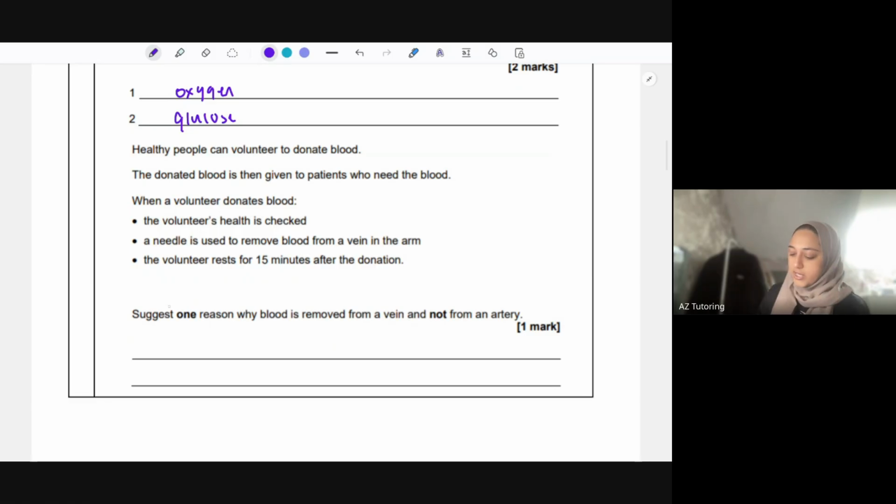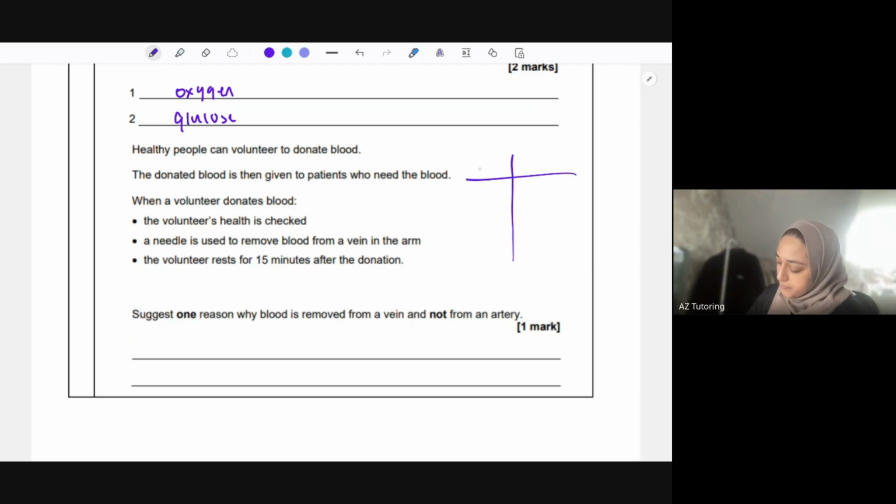Okay, so these suggest questions, if you ever get a suggest question in the exam, it means that you've not learned this in biology, but they're saying use your knowledge on what you know to kind of answer this question. So yeah, you will get these suggest questions on the paper, unfortunately, where they're just testing you to apply your knowledge. So here it's saying suggest one reason why blood is removed from a vein and not an artery. So what you need to think of is the process of both the vein and the artery.